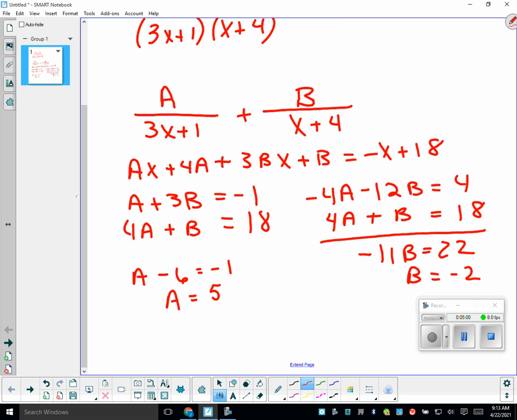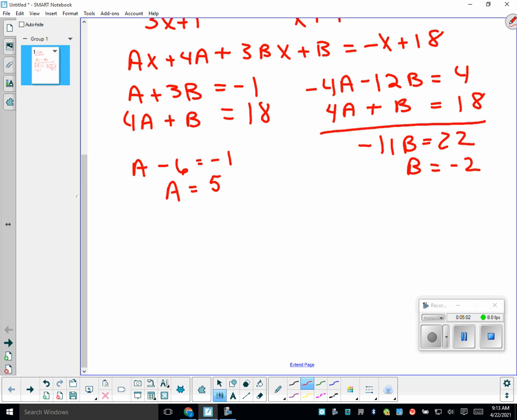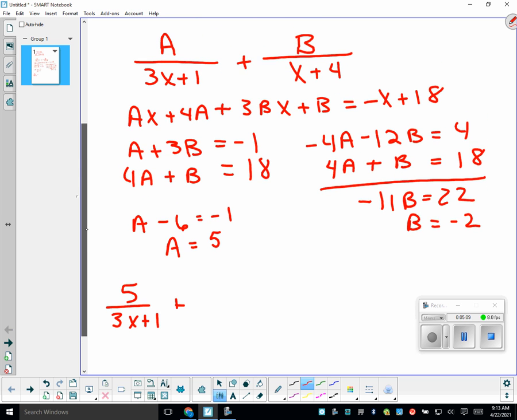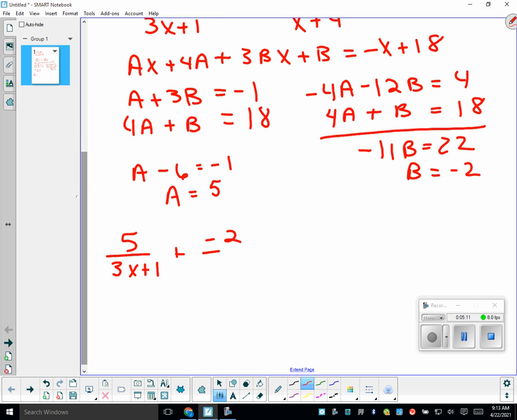What is my answer? 5 over 3x plus 1, plus negative 2 over x plus 4. That's a lot. And that was my original problem.